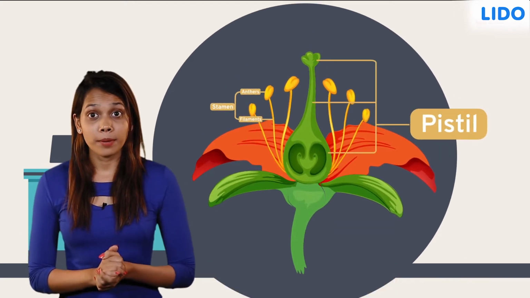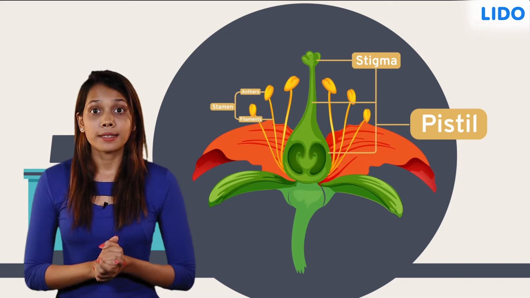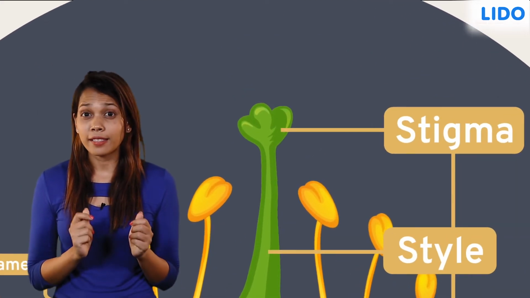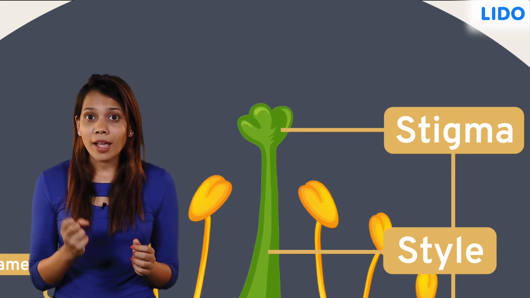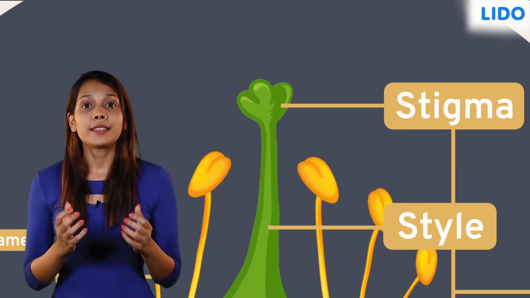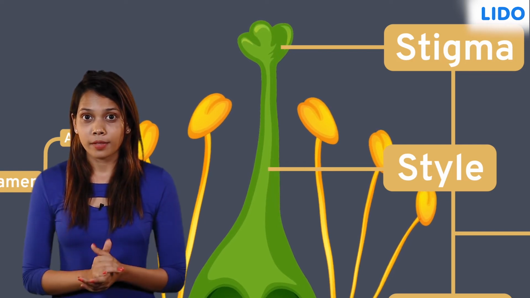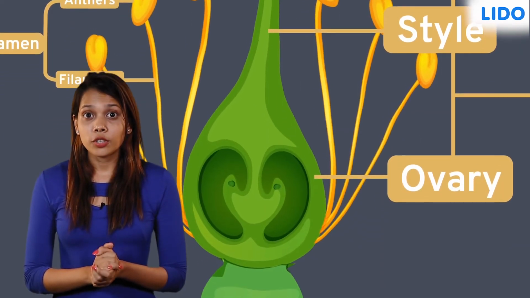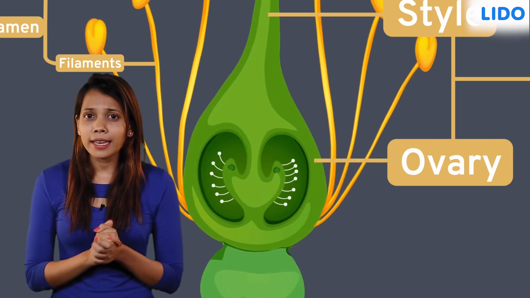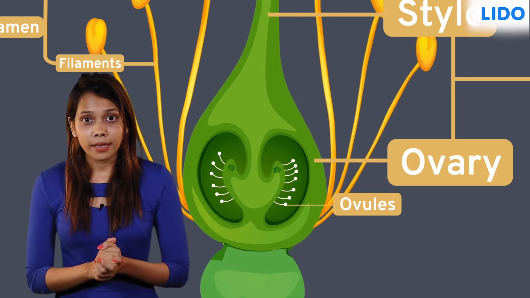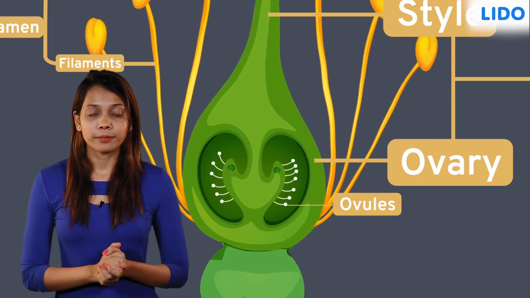The pistil has three parts, the stigma, style and the ovary. The stigma is the sticky surface at the top of the pistil. It traps and holds the pollen. The style is a tube-like structure that holds up the stigma. The style leads down to the ovary that contains the tiny bead-like structure called ovules. The female gametes are present in these ovules.